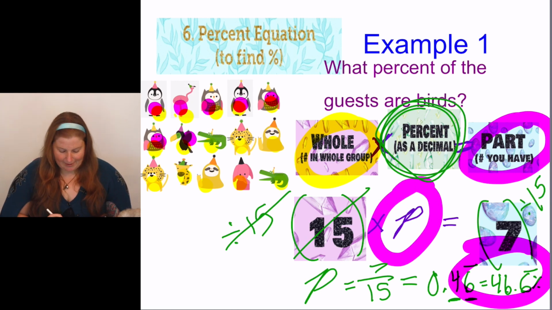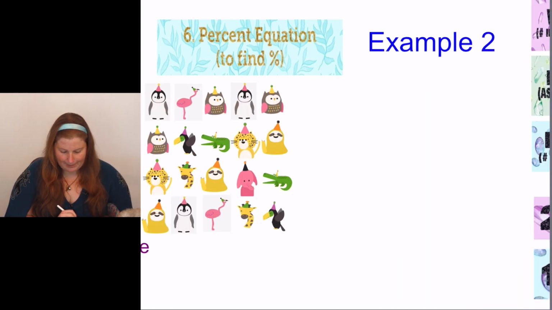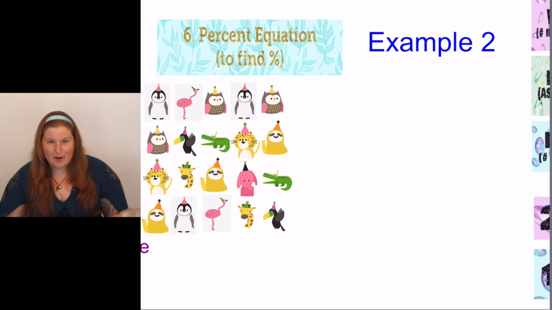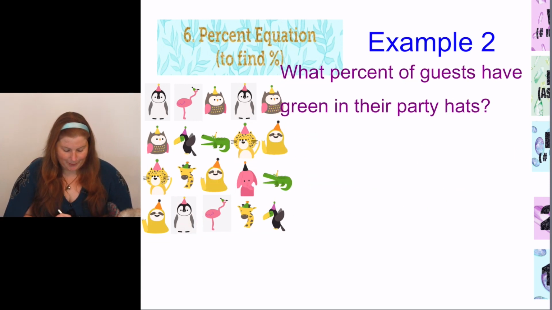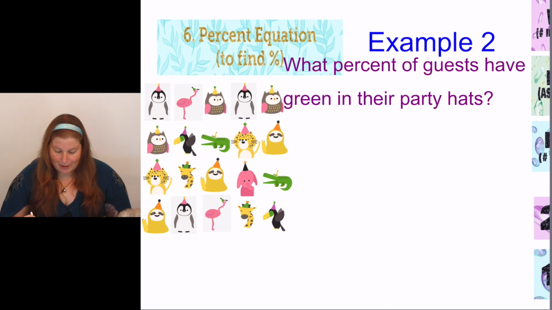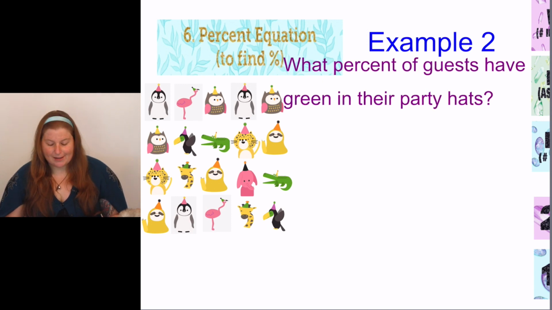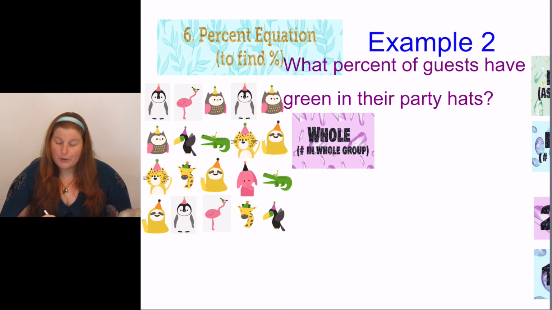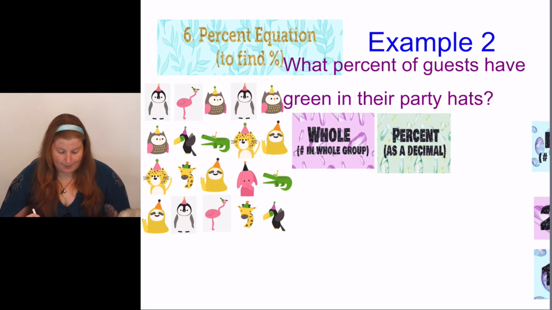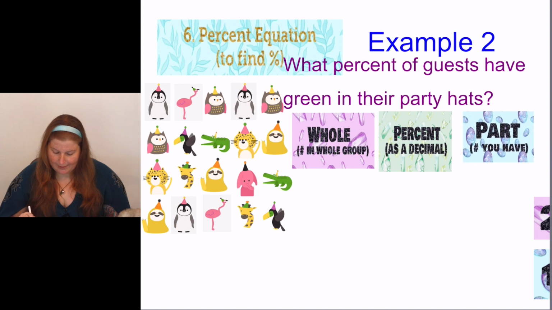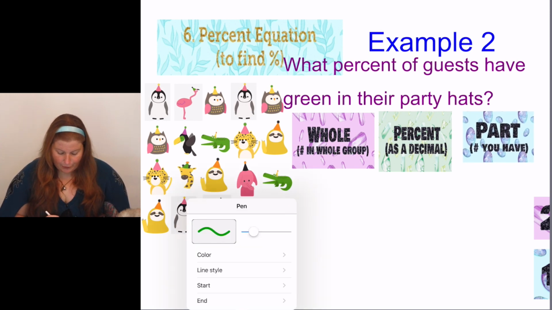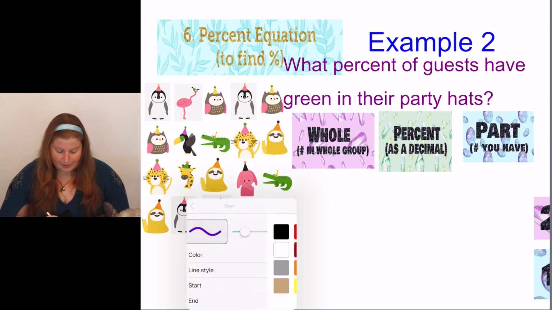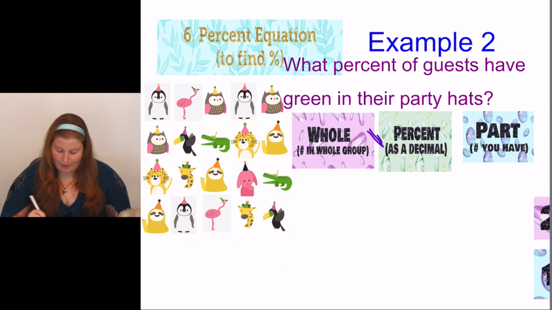Let's look at our second example. This is a question that in a moment you're going to solve on your own. So our next question is asking us what percent of the party guests have green in their hats. Or if you want to make up a different question, you can always make up your own. What percent have orange in their hats? So you're going to first start by writing out the percent equation.